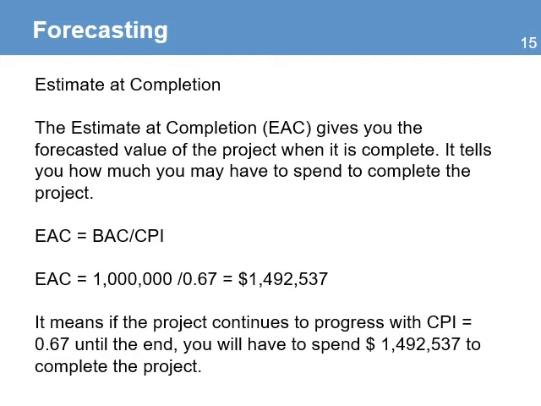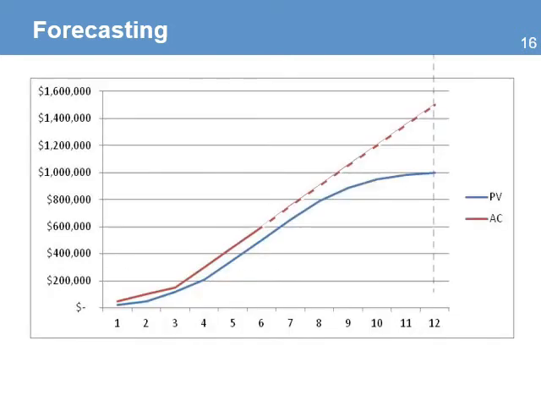When you use these values from the example, you will get this result. The project will cost more than $1 million. What it means is that if the project continues with the CPI until the end, you will need to spend more money than originally planned in order to complete and deliver all the activities that were planned in the project. You will need an extra $492,537. When you chart the information, this is what you will see.